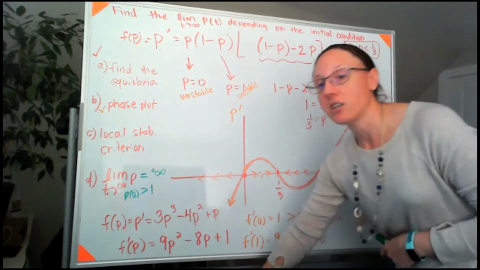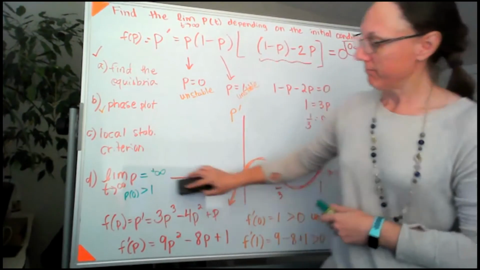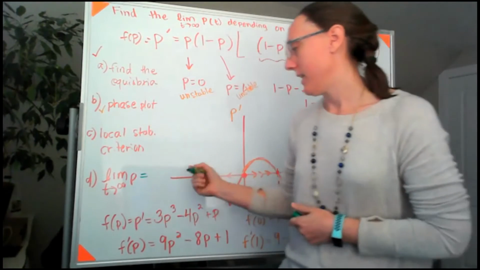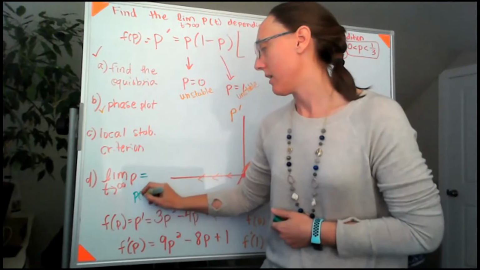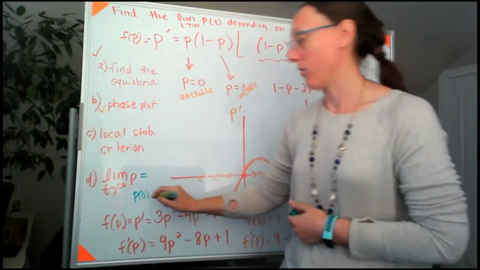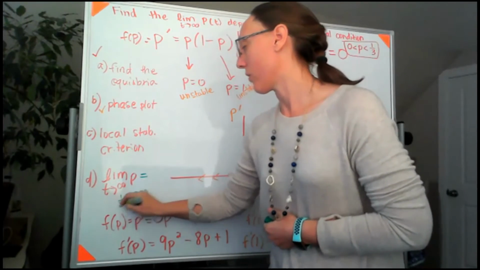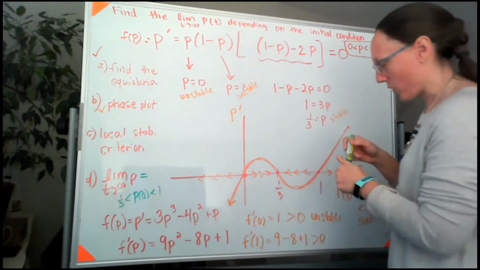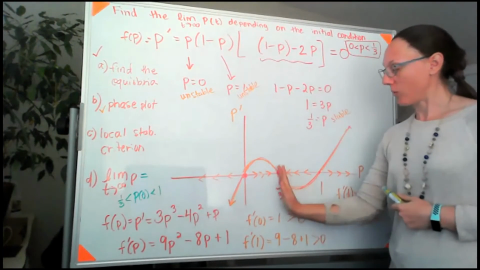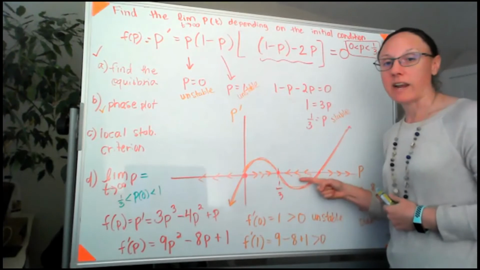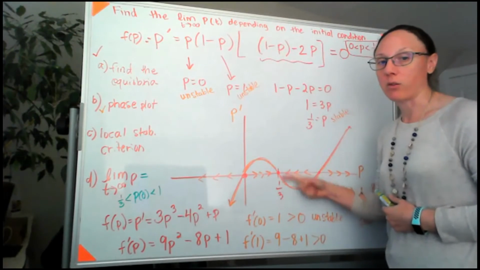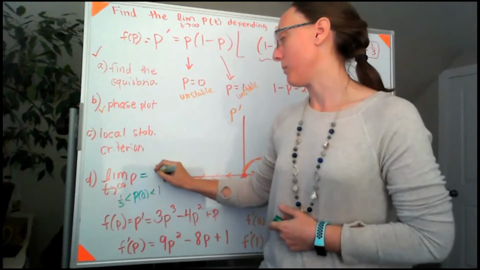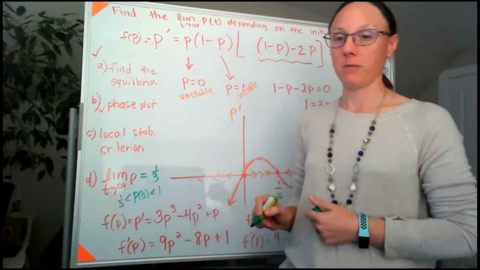If my initial condition had been that p naught, or p of 0, was between 1/3 and 1, so now I'm starting somewhere in here between 1/3 and 1, those arrows are pushing me towards the 1/3, which means the limit as t approaches infinity would be equal to 1/3.